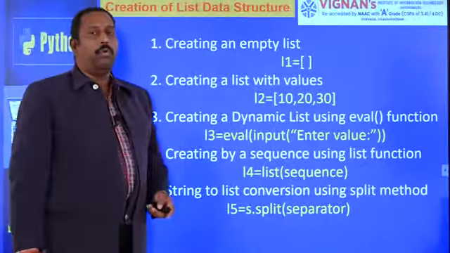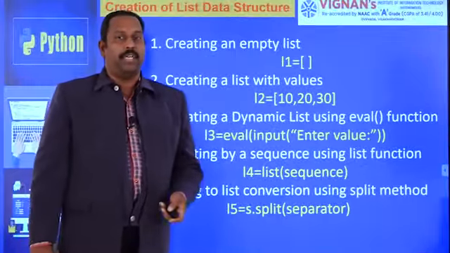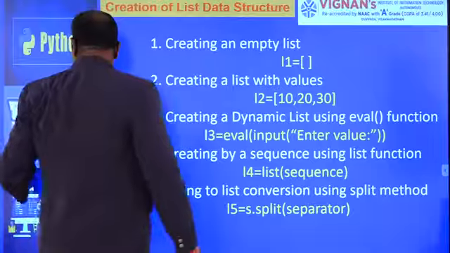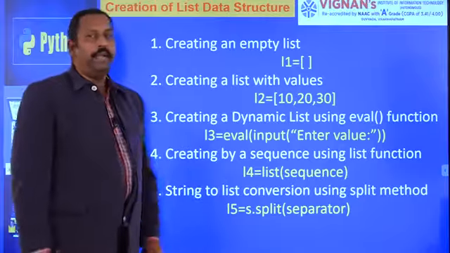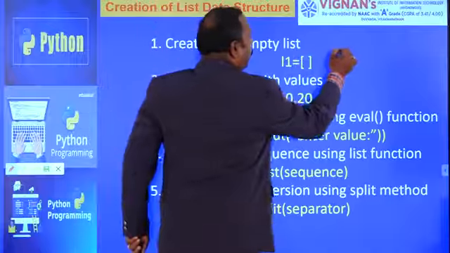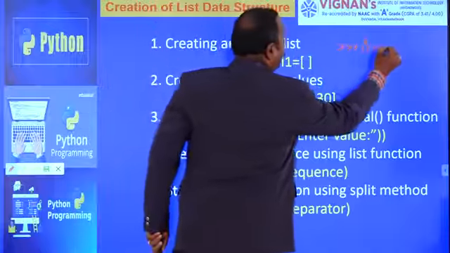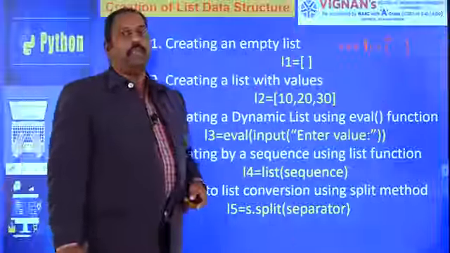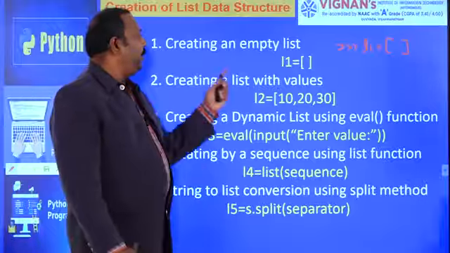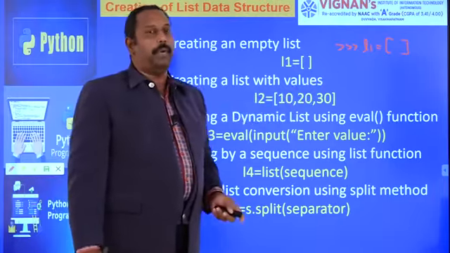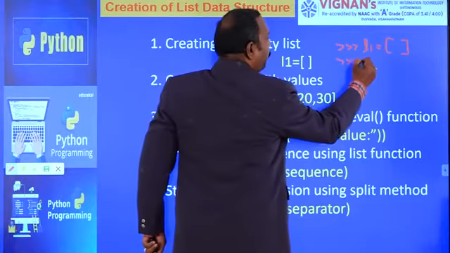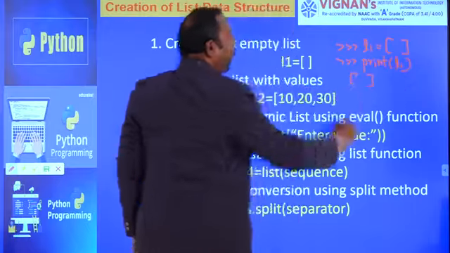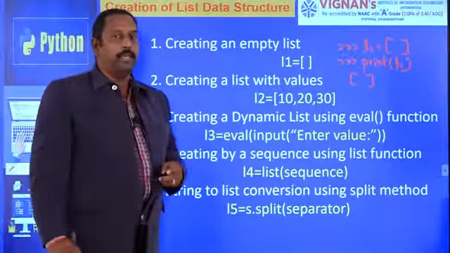And next one is how to create a list data structure. What are the methods available to create a list data structure? The first one is creating an empty list. How to create an empty list? Simply you have to use L1 equal to empty square brackets, then an empty list will be created. So creating an empty list is nothing but simply assigning empty square brackets. Suppose I write print(L1), what is the output you will get? You will get an empty list only. And that is the first method, creating an empty list.